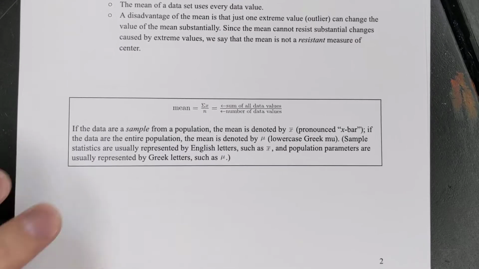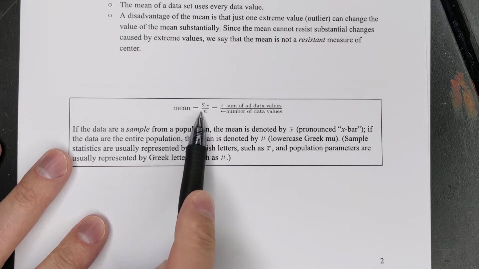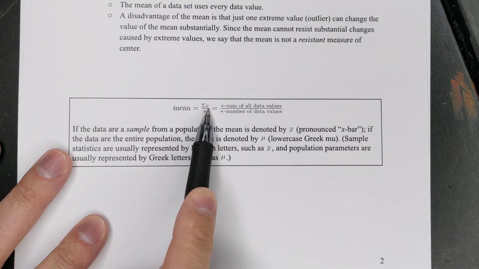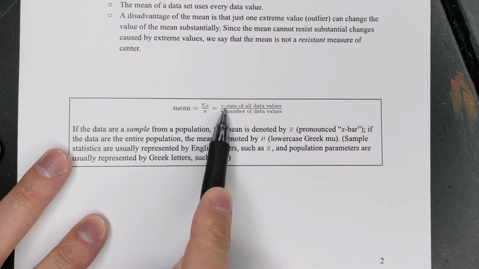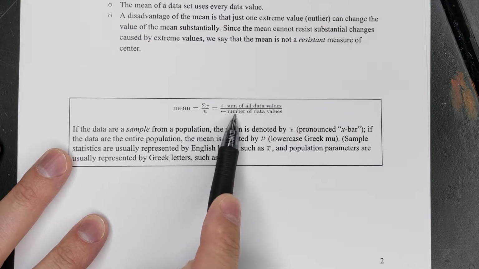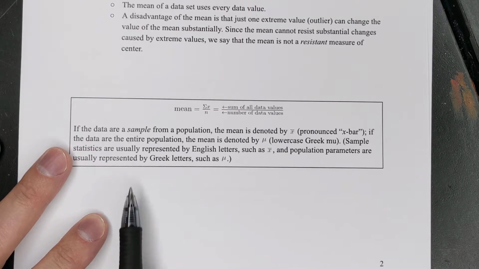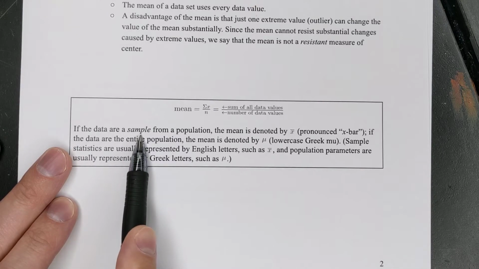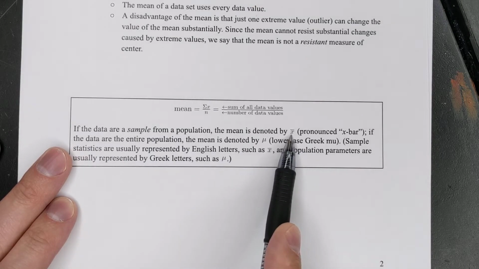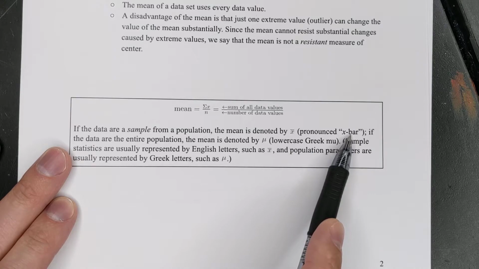Down here at the bottom, we've got the formula for the mean. The Greek letter sigma means add up, x stands for all the values, and n is the number of measurements you have, so it's the sum of all the data values divided by the number of data values. There are two different ways we denote the mean, depending on whether we're talking about a sample. For a sample, we use x with a line over the top, pronounced x bar.